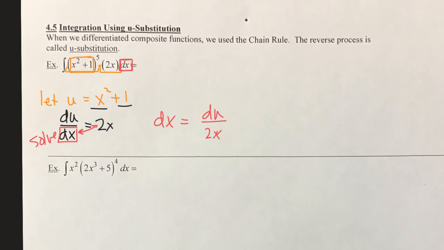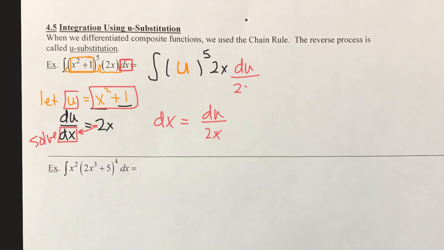Okay, so now we have to do our substitution. We're going to replace x squared plus 1 with u, right? X squared plus 1 is equal to u. So let's do this here. Equals the integral of u, right? No longer is it x squared plus 1. We are now calling that whole entire thing u. So u to the 5th times 2x. And now I'm going to replace dx with du divided by 2x.